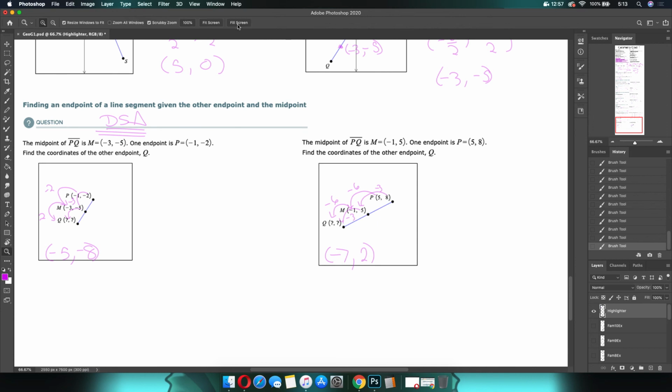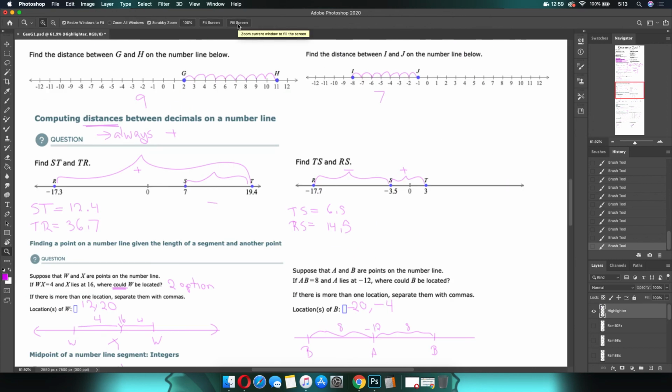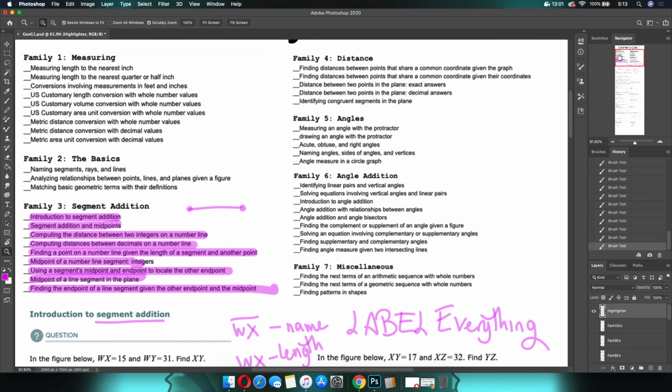Yes, it is. So ladies and gentlemen, that is everything you need to know about segments and segment addition. I'm going to let you know, based on the notes we were taking, this one is a DSA question, this one is a DSA question, and one of the number line ones, I forget which one, is a DSA question. You want to keep an eye out for those. Make sure you definitely get those done.